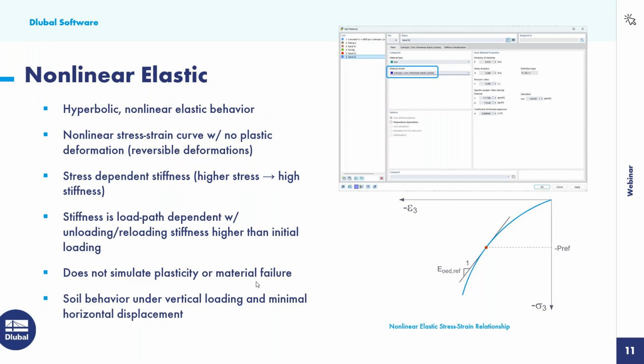However, the stiffness is load path dependent, with the unloading and reloading stiffness actually going to be higher than the initial loading. But it does not simulate plasticity or material failure. Again, just looking at the differences here with the stress strain diagram on the right-hand side. So this is really ideal to represent soil behavior under vertical loading with very minimal horizontal displacement.